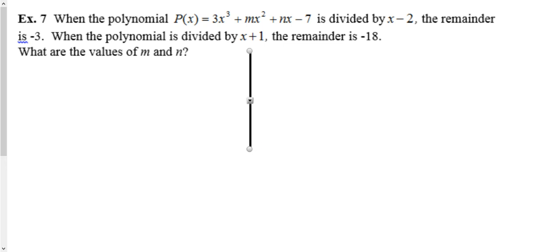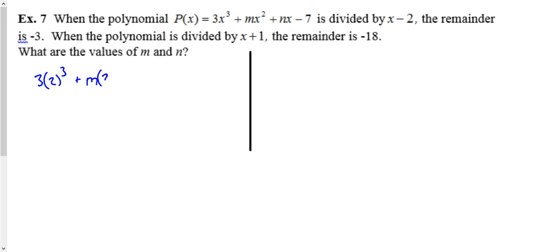There we go. And I'm going to start subbing in some of these values. Well, what do I have? I have p at 2. P at 2 is equal to negative 3. So I'm going to say 3. Every single x I see right now, I'm going to write down the number 2 in this polynomial.